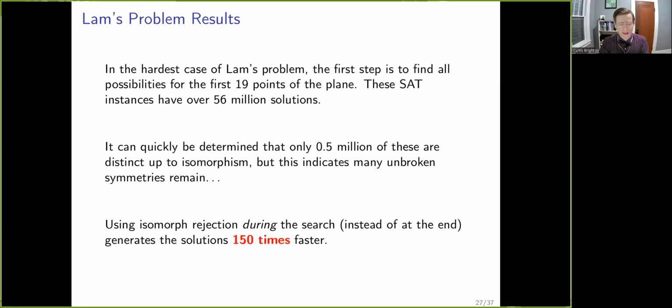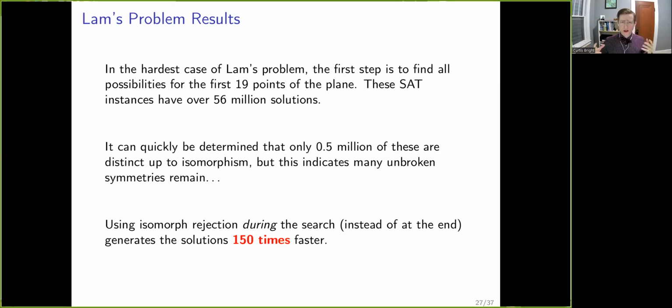The very hardest case turns out to be: we have to find all possibilities for the first 19 points of the plane. Even after symmetry breaking, there are 56 million solutions to that. And it turns out only 500,000 of those 56 million are actually distinct up to isomorphism. So this tells you that there are a lot of unbroken symmetries in the search space, which are quite difficult to remove. No one knows a simple symmetry breaking constraint which will remove those. So they still exist. The SAT solver is fine doing a lot of work repeatedly that it doesn't have to.